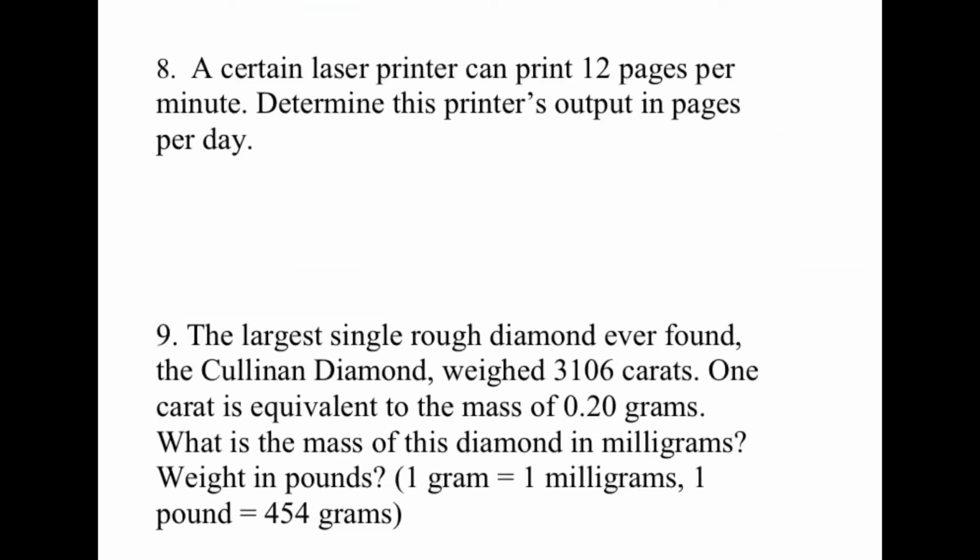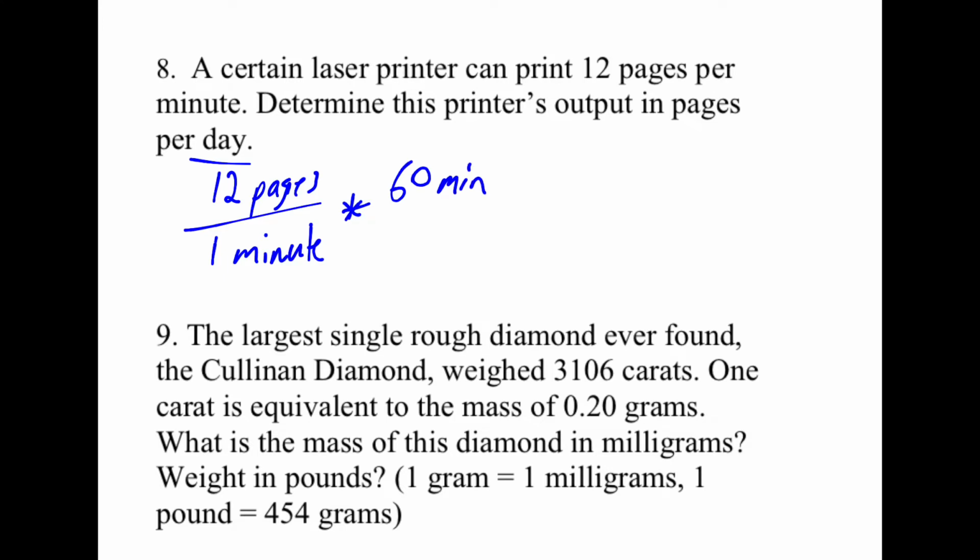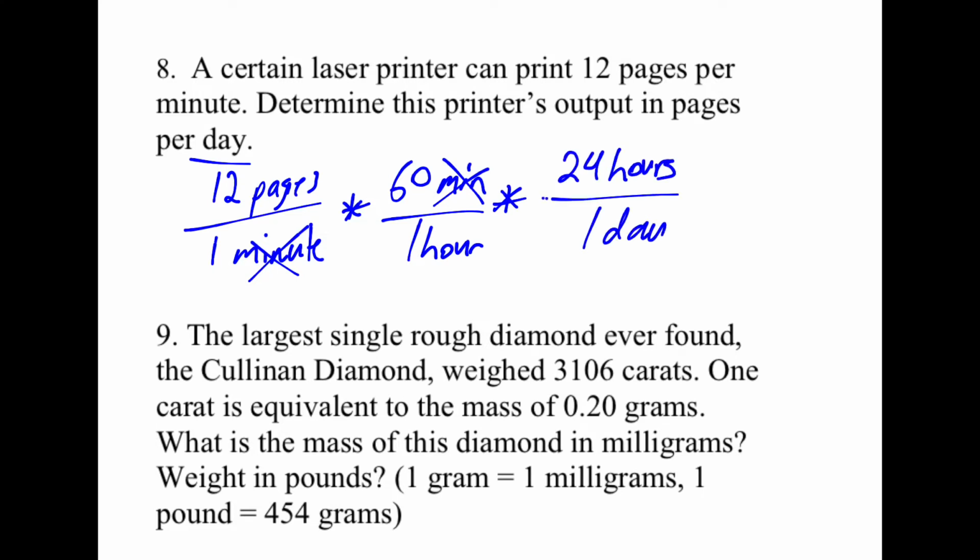Here we have a laser printer, 12 pages per minute. And if you want to convert to day, you could try to figure out how many minutes are in a day, but I think it's easier to take this one step at a time. For example, if we multiply by 60 minutes per 1 hour, as long as you are careful in your dimensional analysis to cross out the correct units, and there are 24 hours in one day. And again, we can cross out units and we're left with pages per day. So 12 times 60 times 24, or in other words, 17,280.